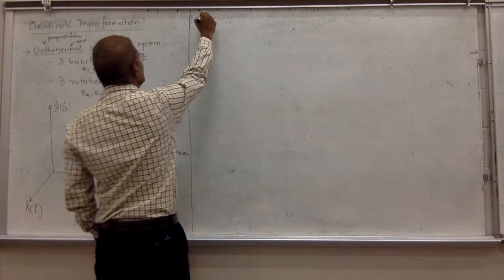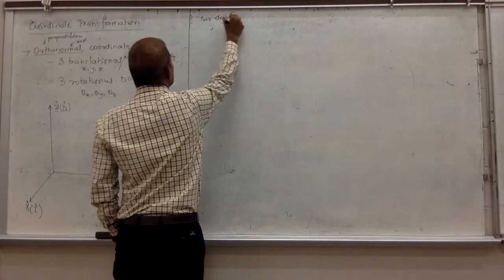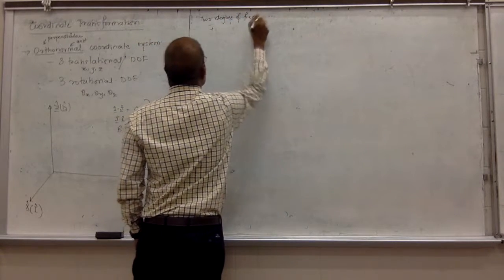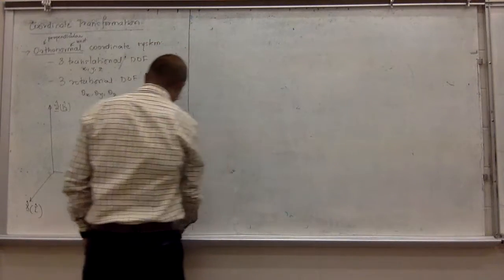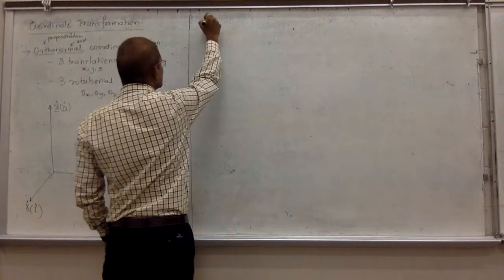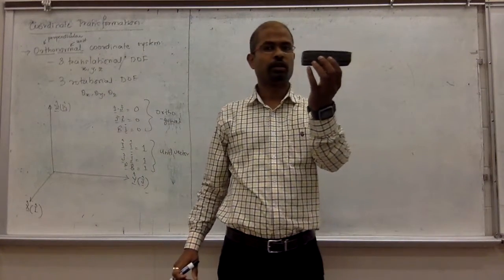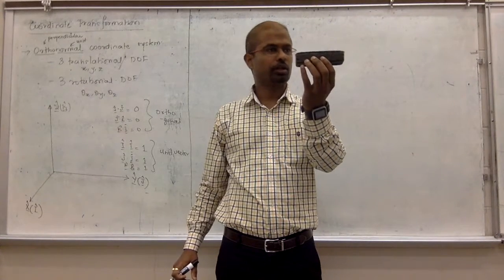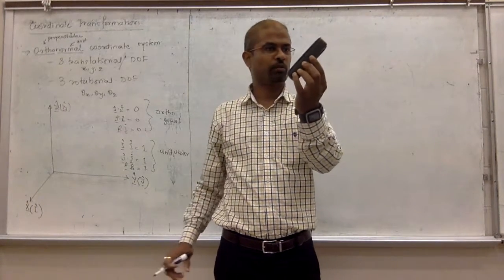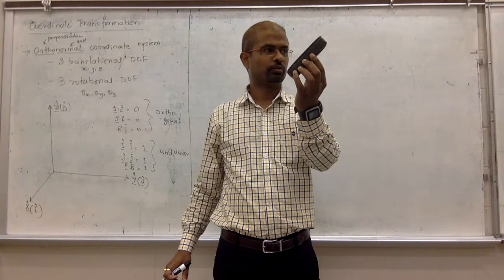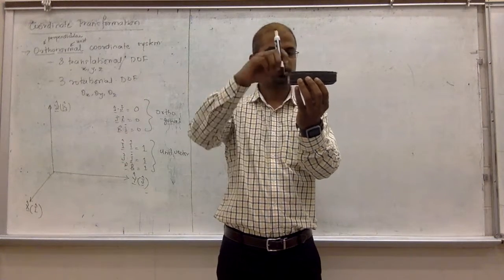We'll start with 2 degrees of freedom. So let's take, for example, a look at this eraser. Okay. Now the initial orientation of this eraser is like this. I rotate this orientation like this. How do we capture the orientation? So let's say this is X, this is Y, and this is Z.